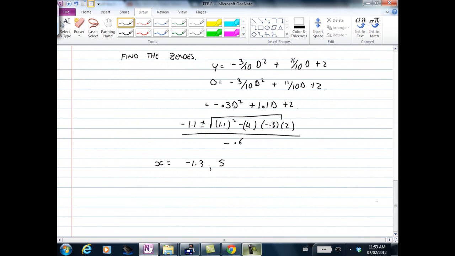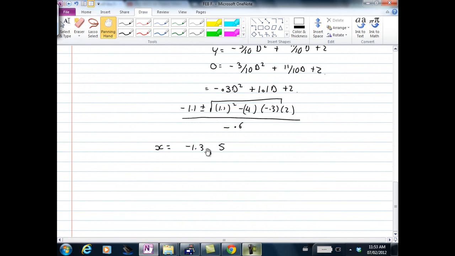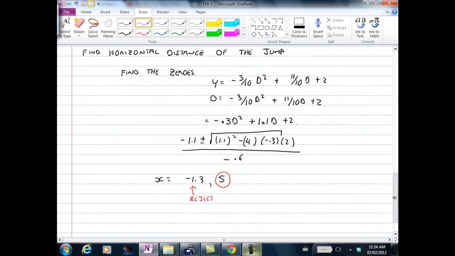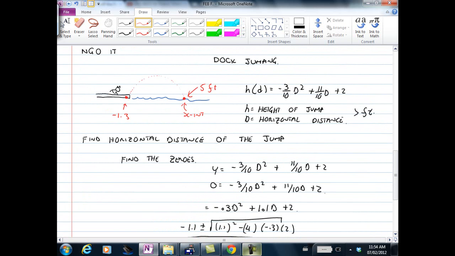Which one is it going to be? Now, distance can't be negative. That's common sense. So therefore, I reject this answer. Reject. Because you can't have negative 1.3 meters. The dog didn't fly backwards. The dog went forward. So how far did this dog land? It was really 5 feet right here. 5 feet. So this is roughly 5 and this is negative 1.3.